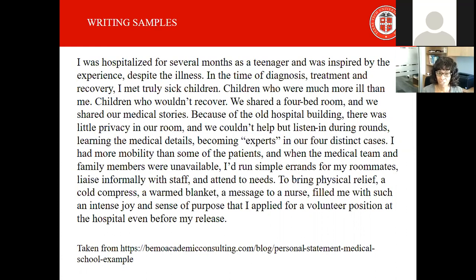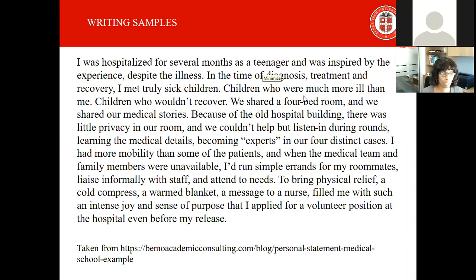Can you feel, just from reading this paragraph, the writer's motivation? You can feel it. And do you get a picture of what took place during this experience? You get a pretty vivid picture. You can kind of see them all in this one room with their 4 beds, right? And they're listening in on the rounds as the medical professionals come in to help them out and so forth.